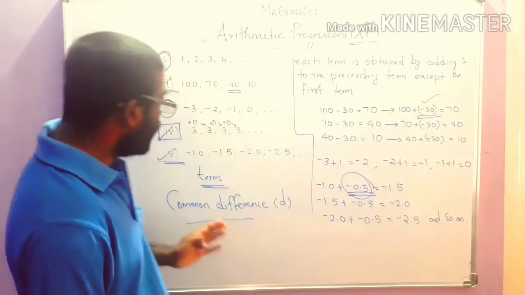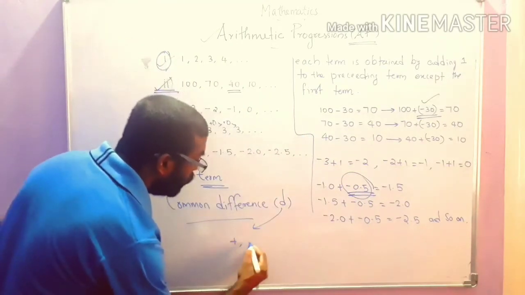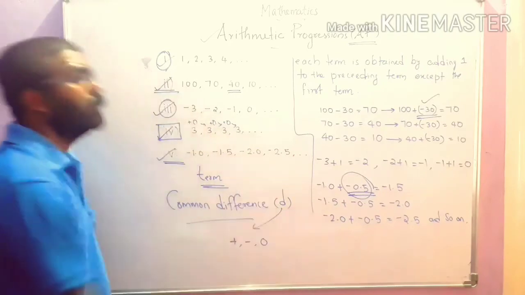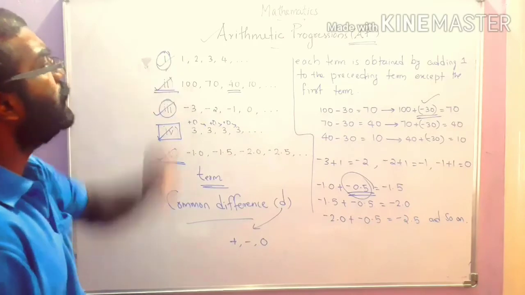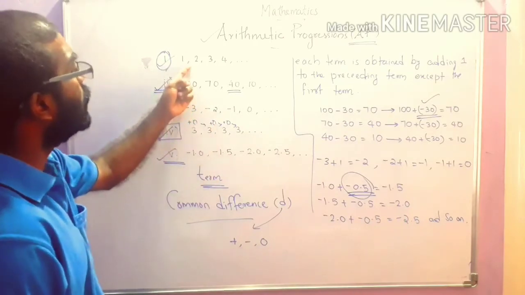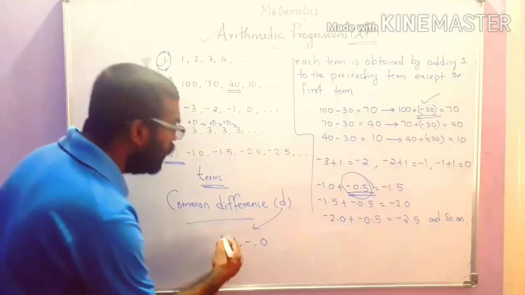Remember that the common difference can be positive, negative, or 0. In the first and third example, the common difference is 1. That means it is positive.